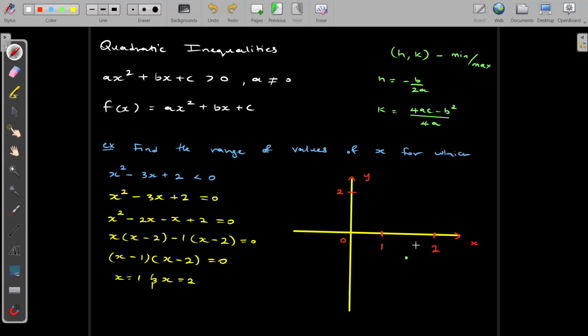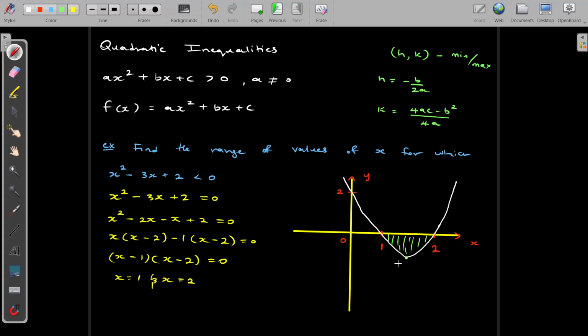I'm not drawn to scale. Let me do the curve part first. So right here and right here. Right, so let's say our graph is looking something like that. And remember that they said that they want us to show them where this graph is less than 0, right? So where the graph is less than 0 is going to be below the x-axis. So this is the region of values that would satisfy our graph being less than 0.